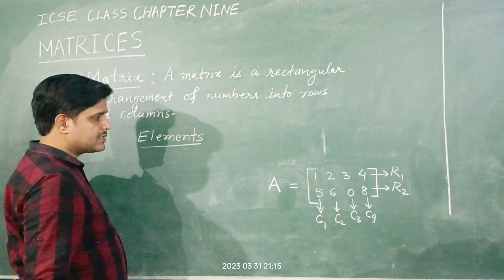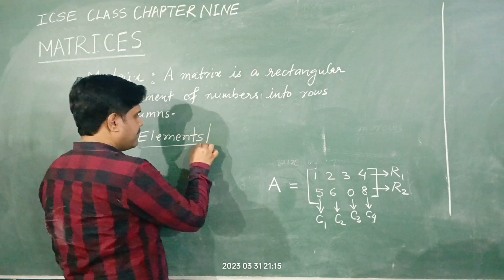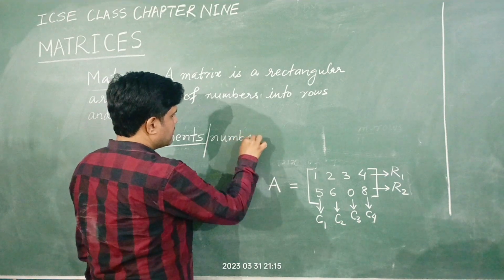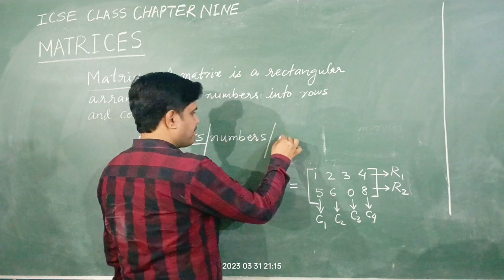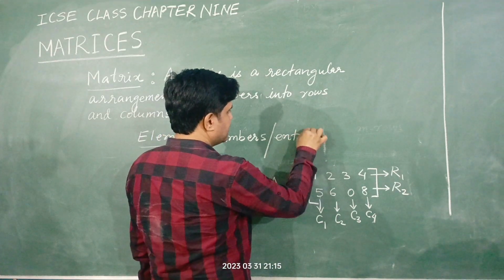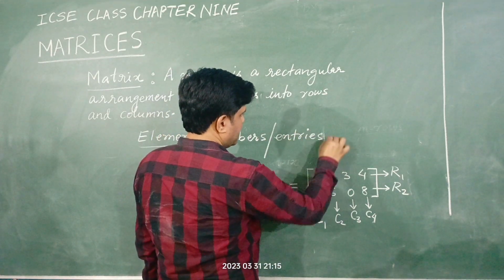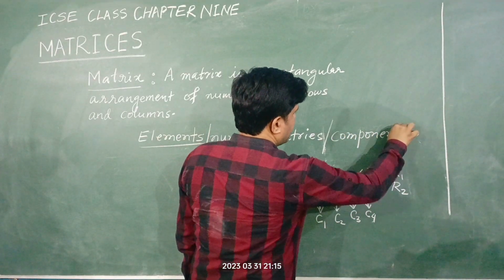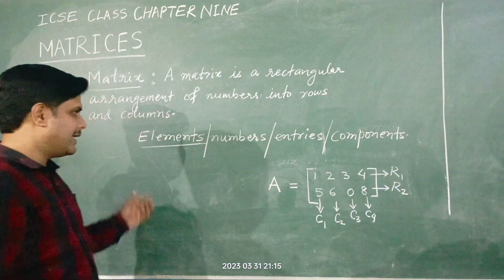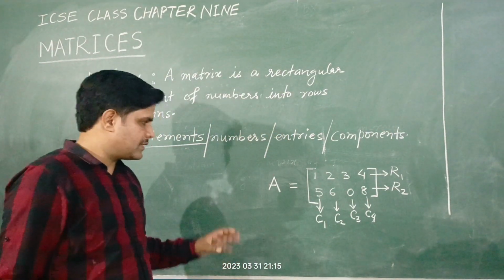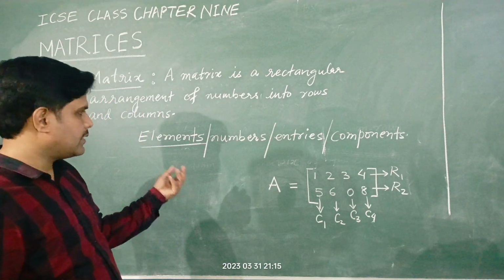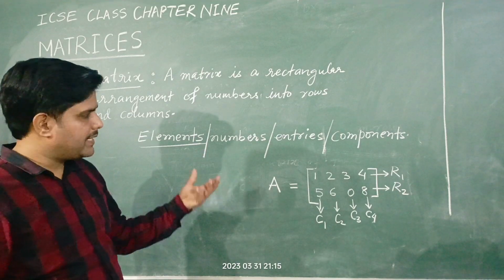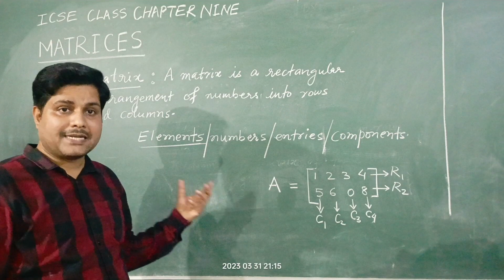We call them elements of a matrix. We can also call them numbers, entries, or components. So elements, numbers, entries or components. These are the numbers, entries or components which actually form a matrix. A matrix is nothing but an arrangement of numbers.